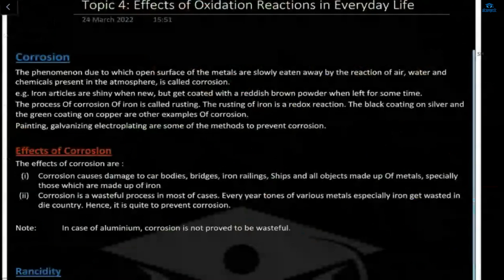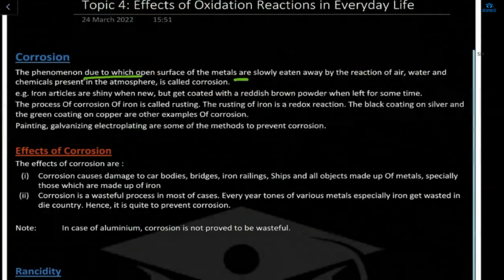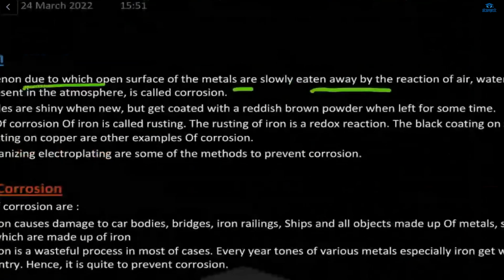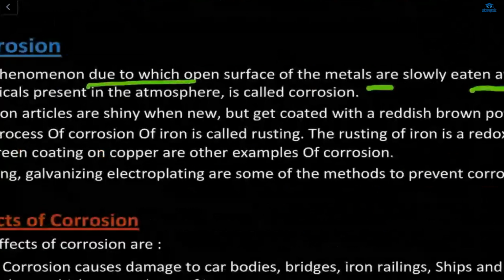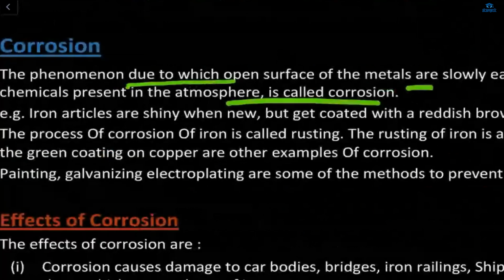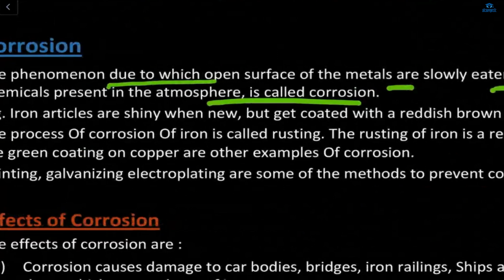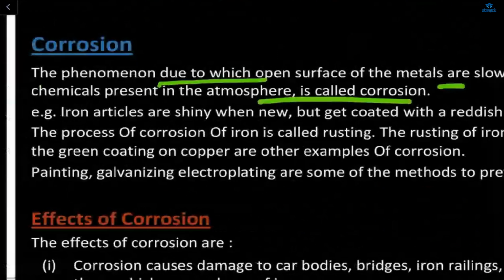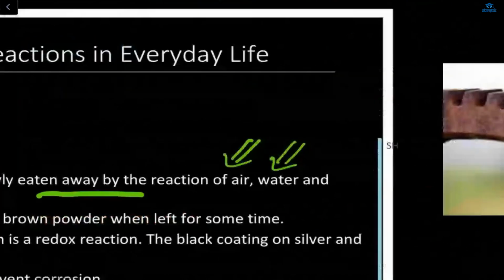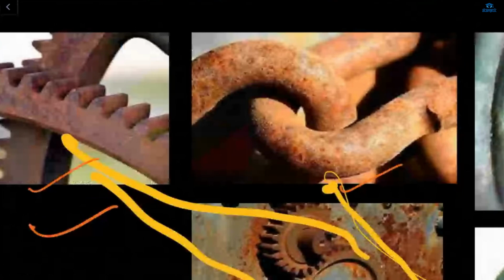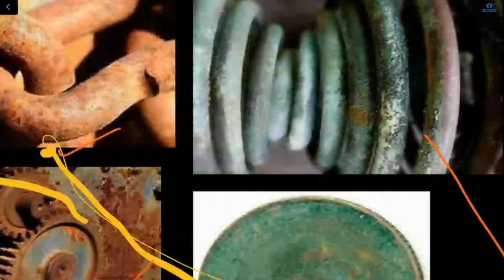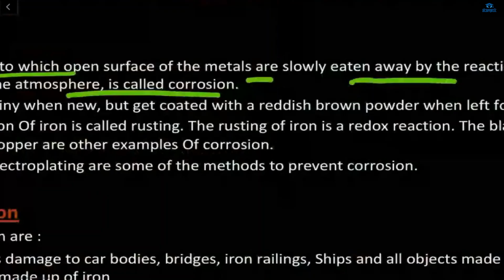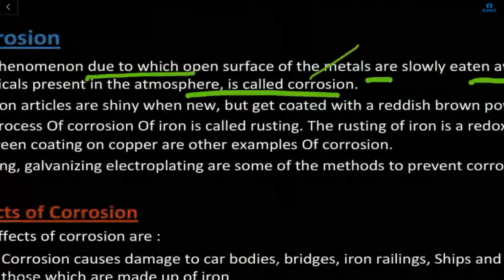Corrosion means the phenomenon due to which the open surface of metals is slowly eaten by the reaction of water, air, and the chemicals present, and that is known as corrosion. If a metal is put on an open surface, it is slowly eaten by the reaction of air, water, and some chemicals present in the atmosphere, and that process is known as corrosion. For iron it is brown in color, for the copper metal a green color will be there, and for the silver metal a blackish color will be there.